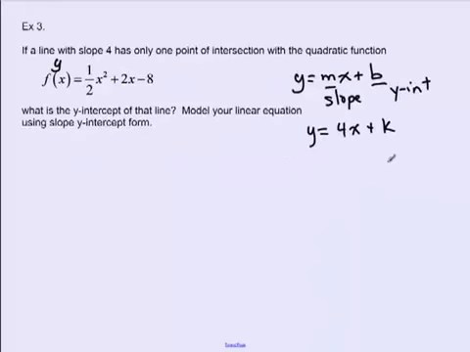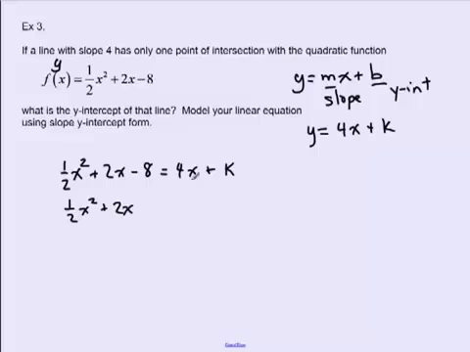So just like we did before, we're going to set the two equations equal to each other because we're trying to find points of intersection. So let's do that. I'm going to set 1/2 x squared plus 2x minus 8 equal to my linear equation 4x plus k. Let's not be too afraid that there's a k in here. We can still work this out. And again, move everything over to the left-hand side. So 1/2 x squared, move the 4x over so it becomes -4x. Then we're going to have a -8, and then this k moves over and it becomes negative as well.